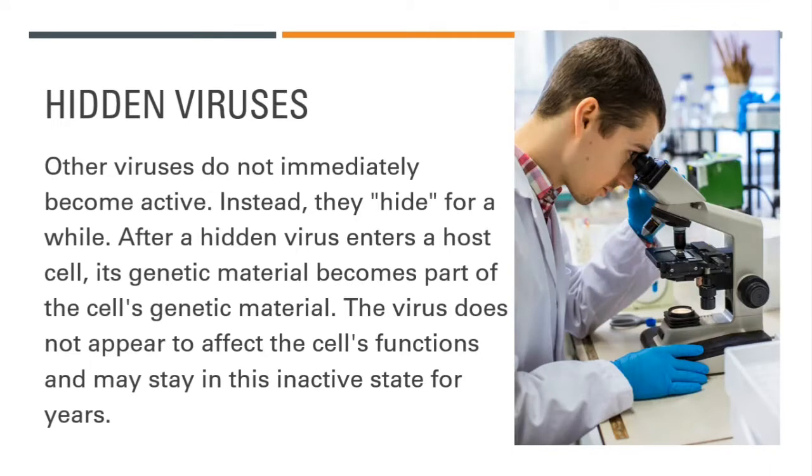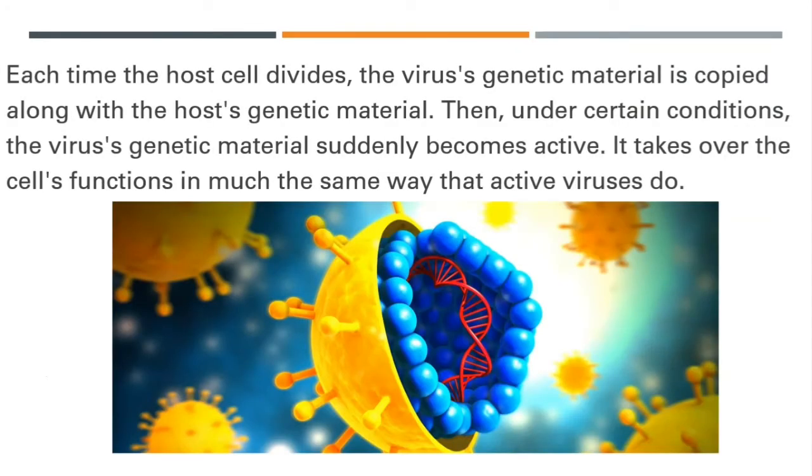Hidden viruses. Other viruses do not immediately become active. Instead, they hide for a while. After a hidden virus enters a host cell, its genetic material becomes part of the cell's genetic material. The virus does not appear to affect the cell's functions and may stay in this inactive state for years. Each time the host cell divides, the virus genetic material is copied along with the host genetic material. Then, under certain conditions, the virus genetic material suddenly becomes active. It takes over the cell's functions in much the same way that active viruses do.